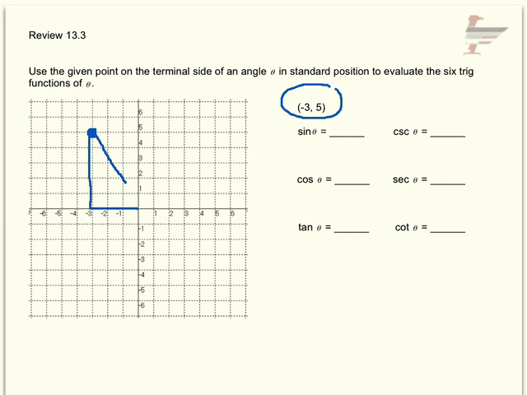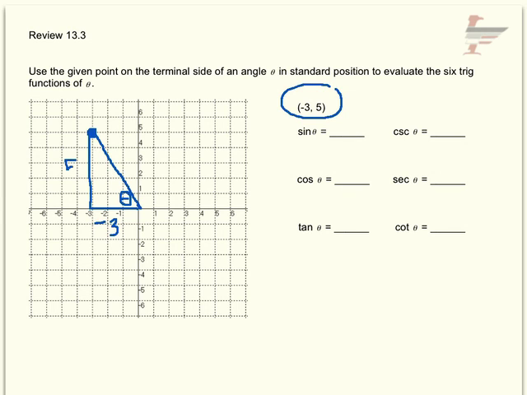You always connect to the origin, and that origin is always your theta. So never, theta should not be up here. Theta connects to the origin. So again, trace the point (-3, 5), go to your origin and draw theta in there. And then I'm going to label these.